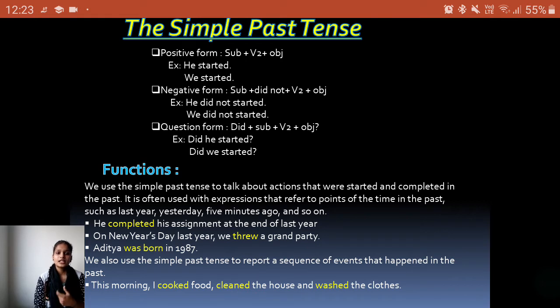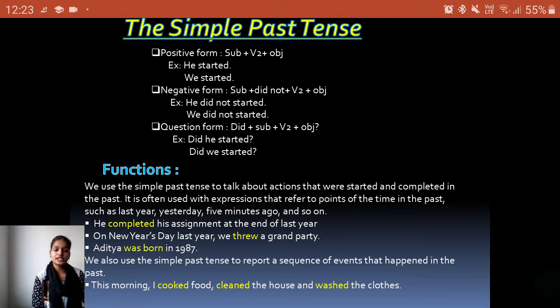On New Year's Day last year, we threw a grand party. They threw a grand party last year. The action started last year. The grand party started in the past and also completed in the past. Aditya was born in 1987. So the action started in the past and also completed in the past.